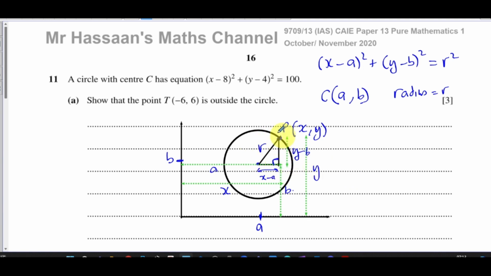If we use Pythagoras' theorem on this right angle triangle, the sum of the squares of the two shorter sides is equal to the square of the hypotenuse. So I can say (x − a)² + (y − b)² = r². So that is basically the equation of the circle.